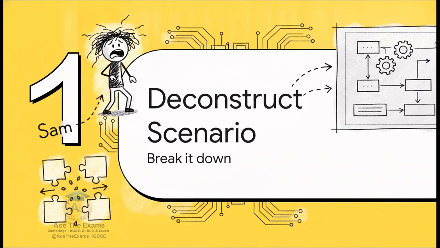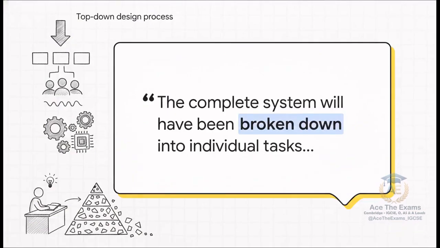This is the moment we shift your mindset from being a panicked student rushing like Sam into becoming a methodical, calm software architect. The source material for this explainer highlights an absolutely crucial concept. In large commercial tech companies, teams of designers and programmers work together to build massive applications. They don't just open a blank file and start typing. The complete system is broken down into highly specific individual tasks using what we call a top-down design process.